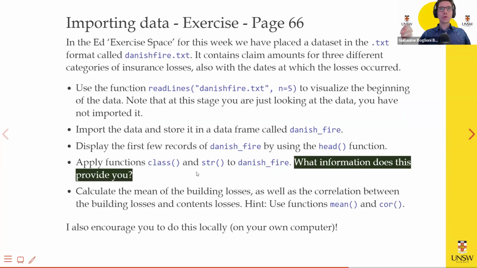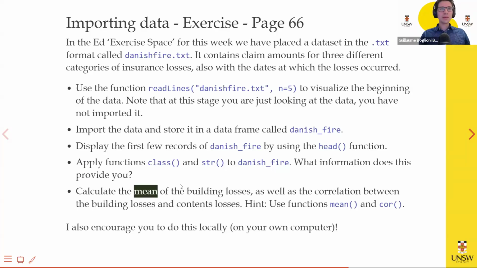And lastly, you can start doing a little bit of analysis here. We ask you, just for practice, can you find the mean of the building losses? Building losses would be one specific column in this data set. And can you find the correlation between the building losses and the contents losses? Now, correlation, we haven't covered this yet, but just for practice, we give you straight away the cor function you can use to find the statistical correlation between two numerical variables. Okay, so again, try to do this on your computer. Pause the video, try to do that.